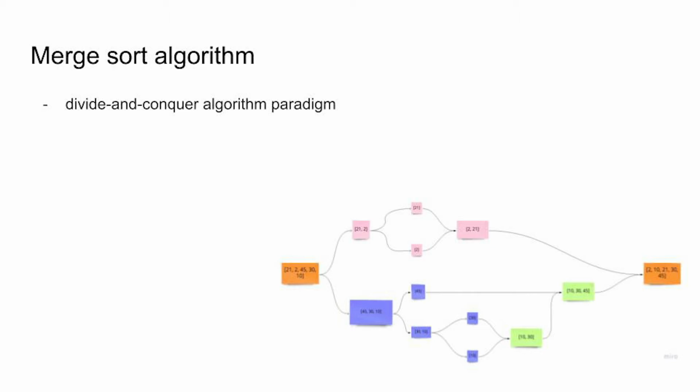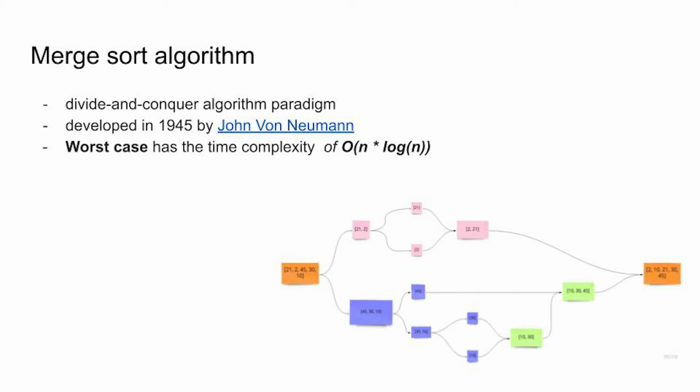The merge sort algorithm adopts the divide and conquer paradigm to sort elements within a list efficiently. The algorithm was developed in 1945 by John von Neumann. The worst-case time complexity is O(n log n), and it is generally faster on larger datasets. That is because merge sort takes a reduced number of steps to sort a list.